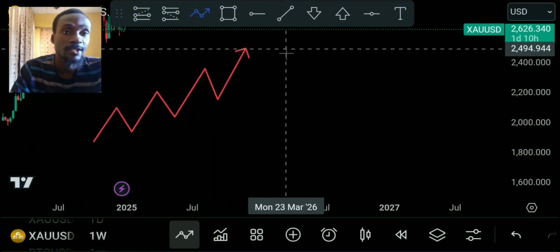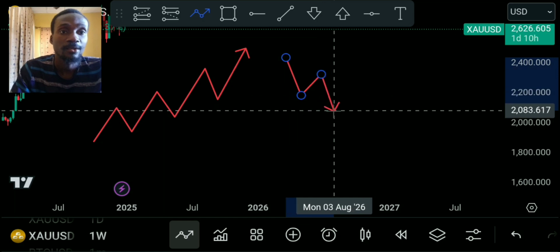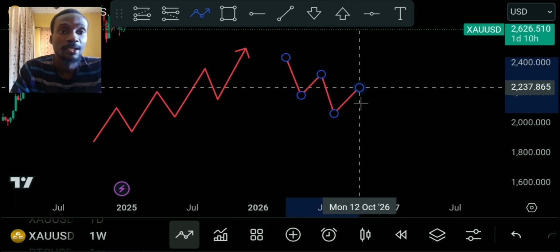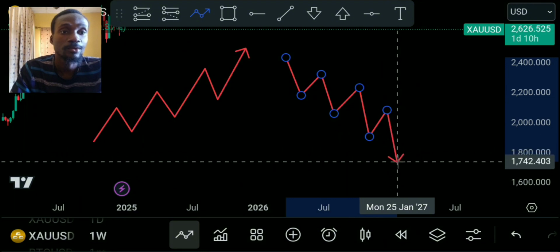But what if it is a downtrend? You see a series of what? Lower low, lower high, lower low, lower high, lower low, lower high, and lower low.